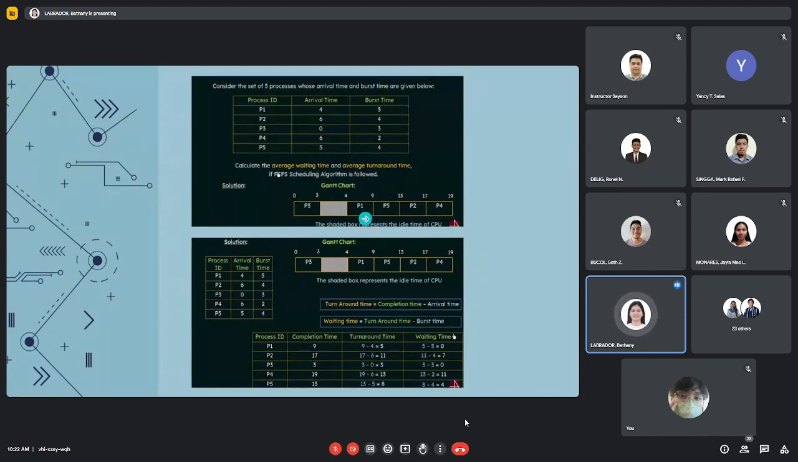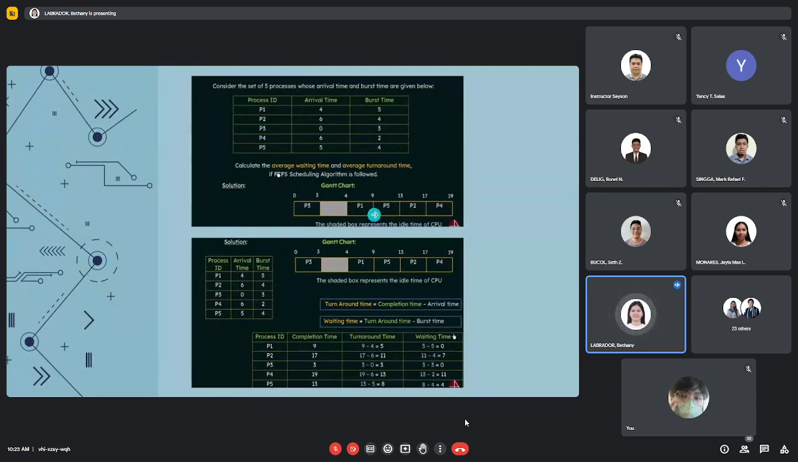So here, P1 got the CPU at the 4th unit of time, and it will execute for 5 units of time. That is the burst time, so you just add it. It arrived at the 4th unit of time and it will be executed for 5 units of time. So 4 plus 5 gives us 9. So the completion time of P1 is 9 units of time.